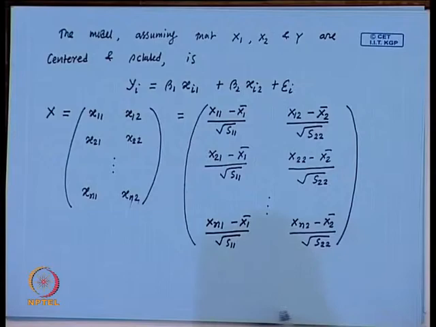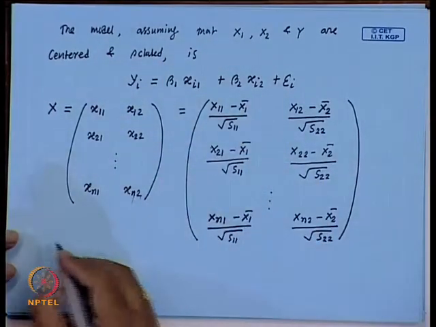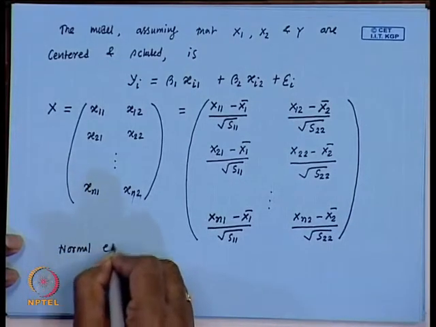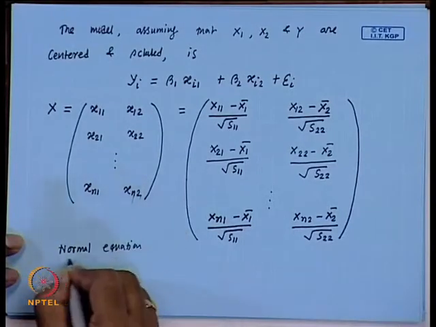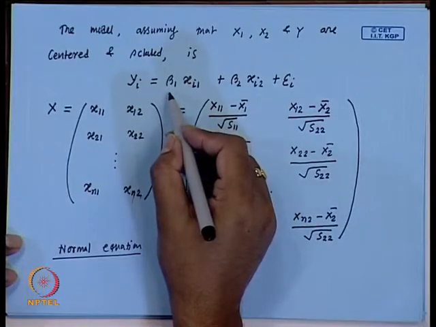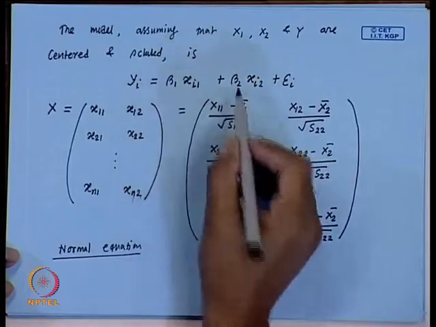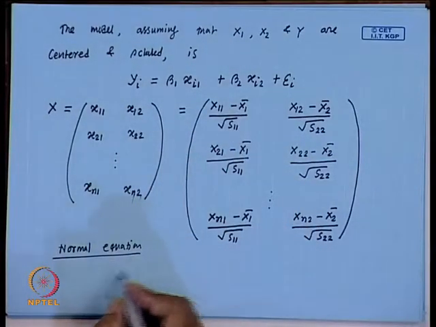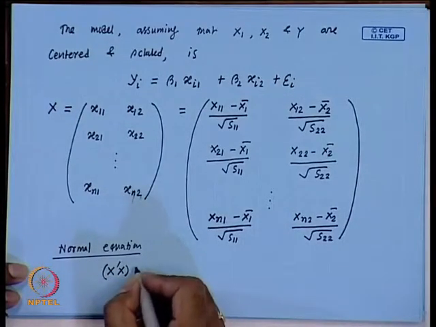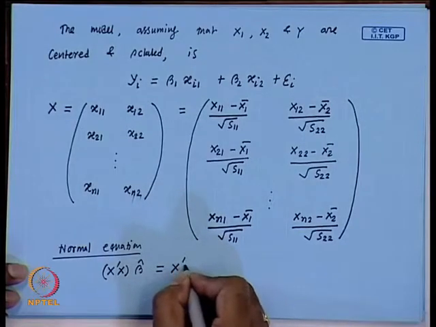Now, what is the normal equation associated with this model? Basically, I am trying to find the least squares estimate of the two regression coefficients beta 1 and beta 2. So, the normal equation is X prime X beta hat equal to X prime y.